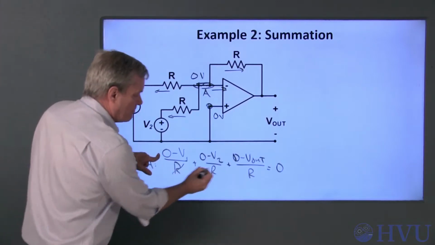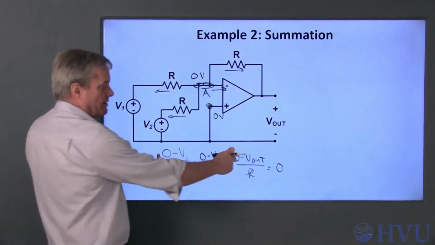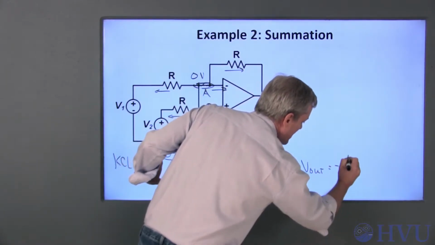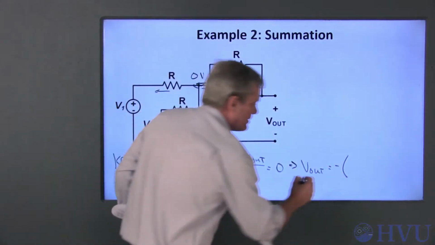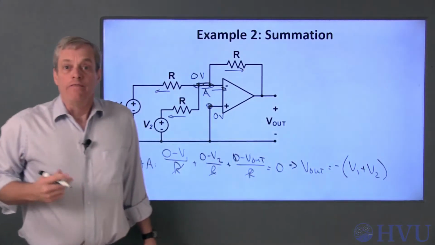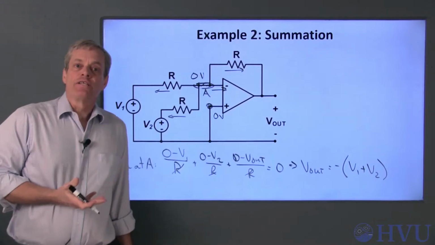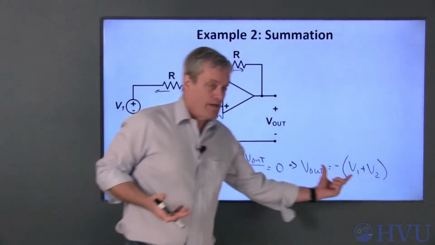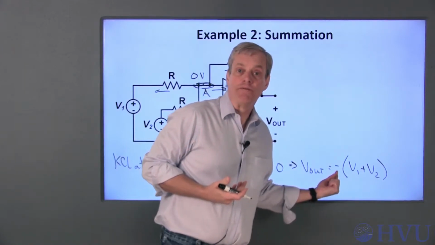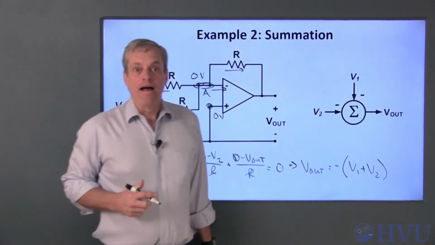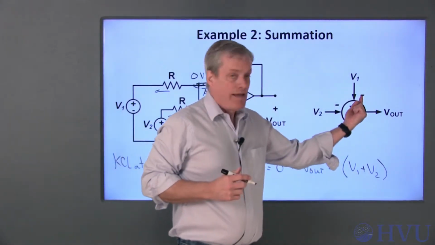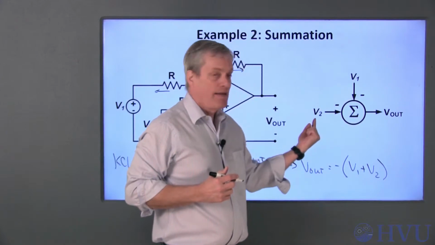If I multiply through by R, these all cancel out. Taking V out to the other side, V out is the negative of V1 plus V2. This circuit is called an inverting summing circuit. The output's the sum of two input voltages, and the negative sign corresponds to inversion. As a block diagram, this circuit could be indicated this way. The output is the negative of V1 plus the negative of V2.